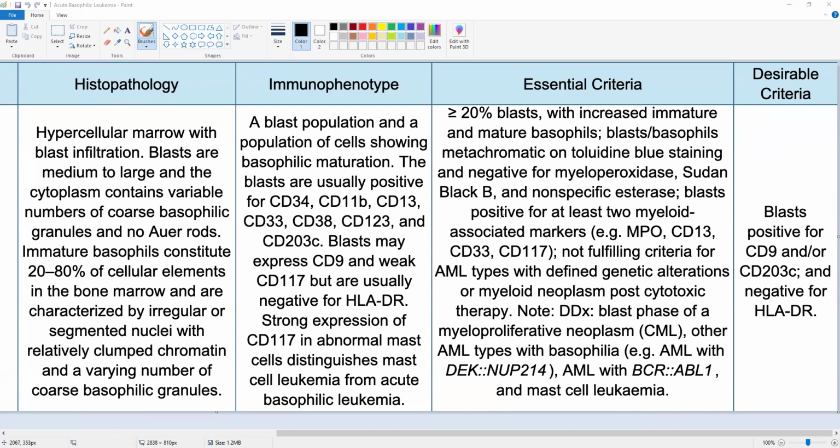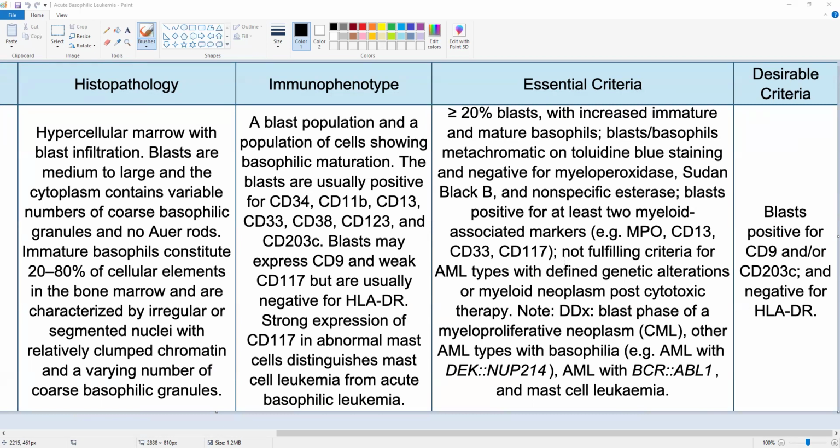The essential criteria to make a diagnosis includes identifying at least 20% blasts with increased immature and mature basophils. The blasts and the basophils may be metachromatic on toluidine blue staining, and they are negative for myeloperoxidase, Sudan black B, and nonspecific esterase.